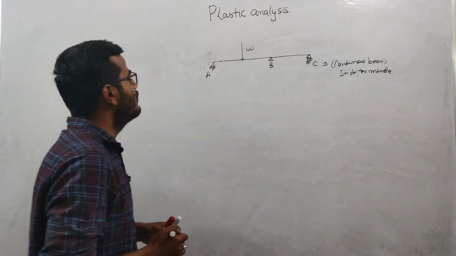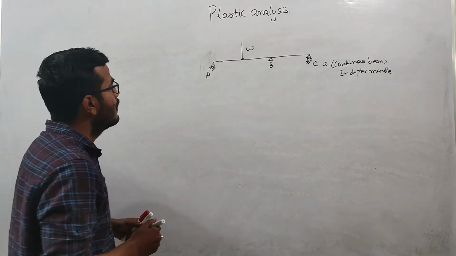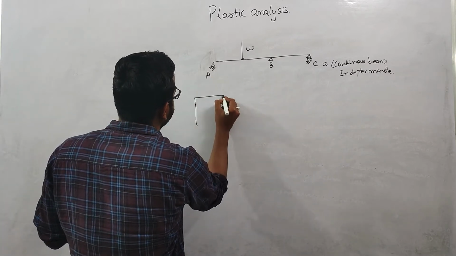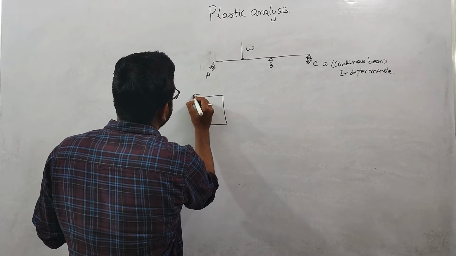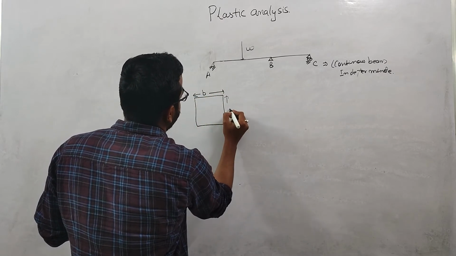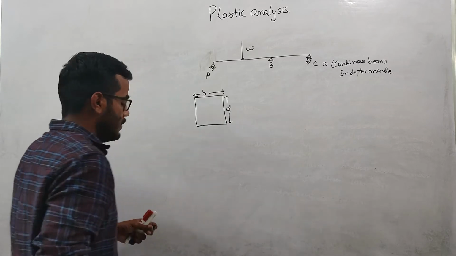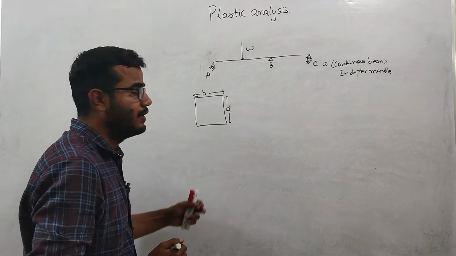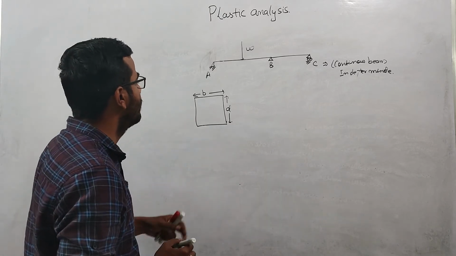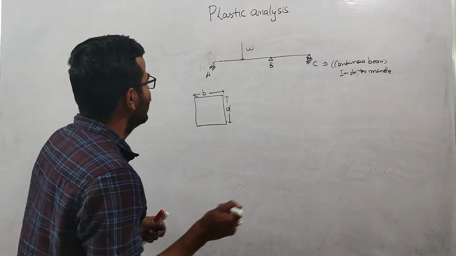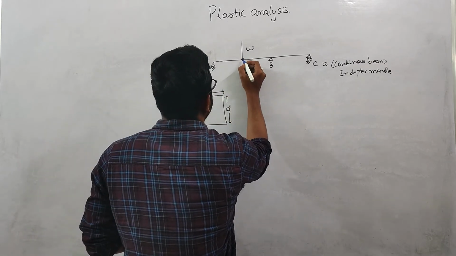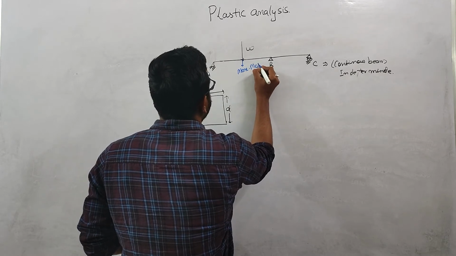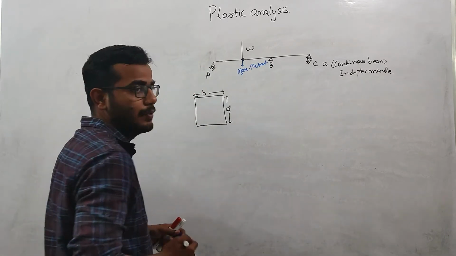Okay, so suppose the cross section of this beam is rectangular. I'm assuming a rectangular cross section, and these dimensions are B by D. When we apply the W load on this beam, let us suppose the critical moment comes under this point. This is the case of maximum moment. I'm assuming that the maximum moment occurs under this point load.